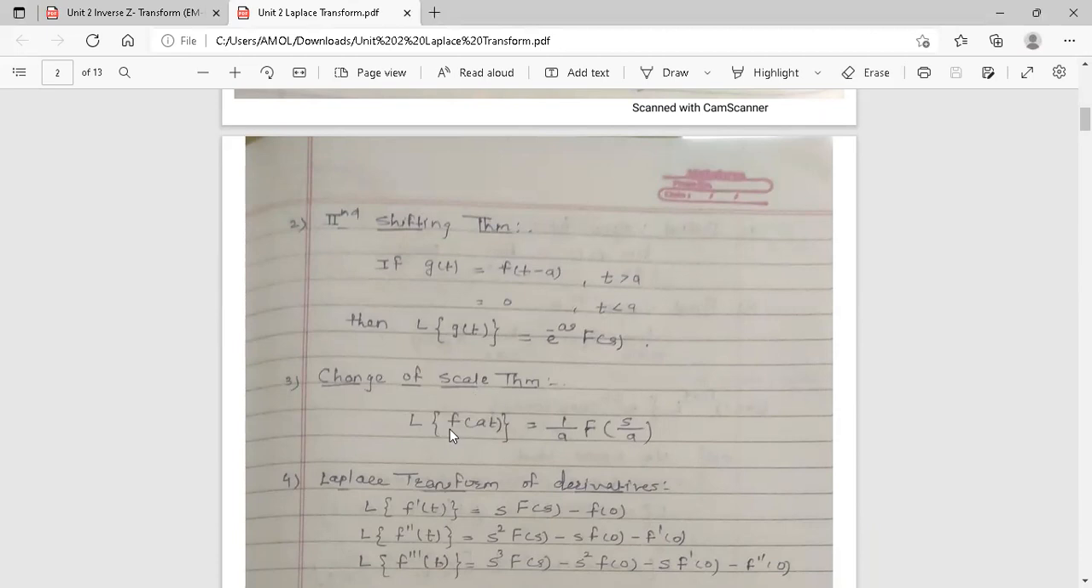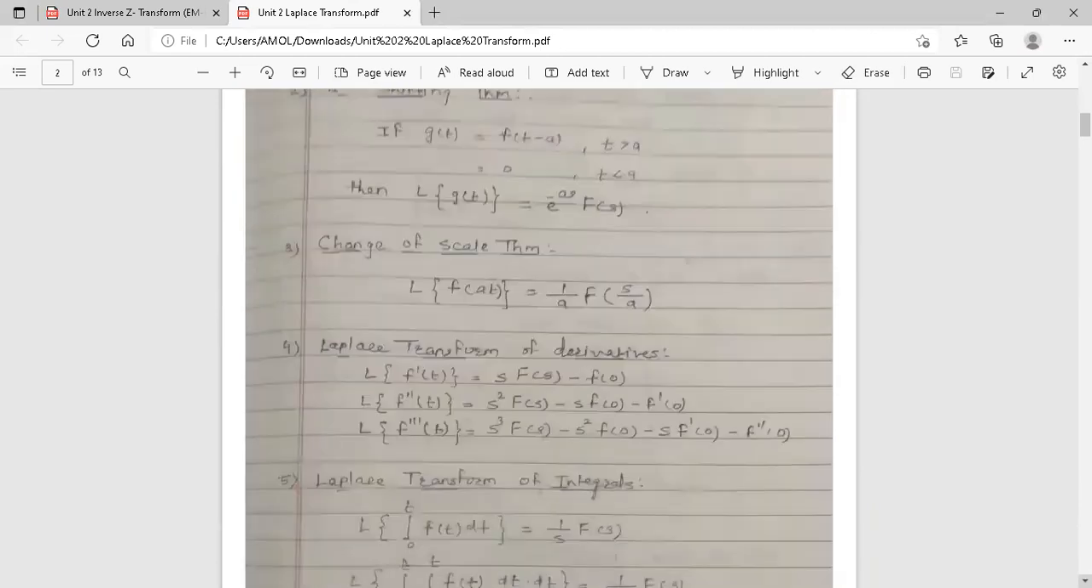And after finding the Laplace transform of f of t, you find the Laplace transform of f of at by using the change of scale property. It is 1 upon a into f of s by a. Meaning in f of s, you just replace s by s upon a, and multiply that f of s by a term 1 by a. That will be the Laplace transform of f of at.